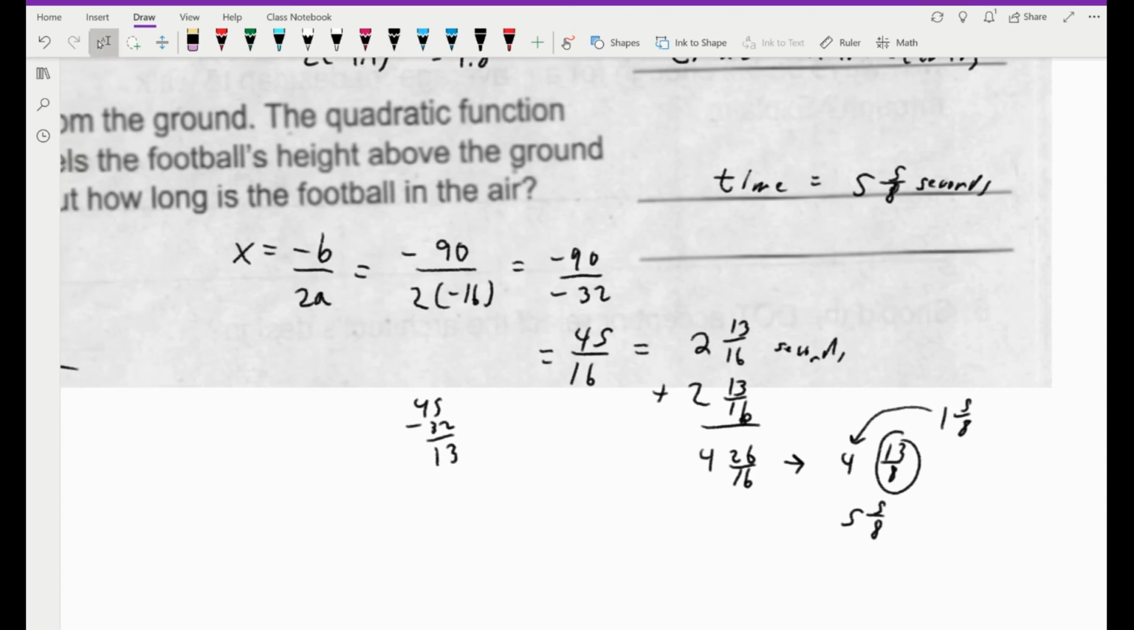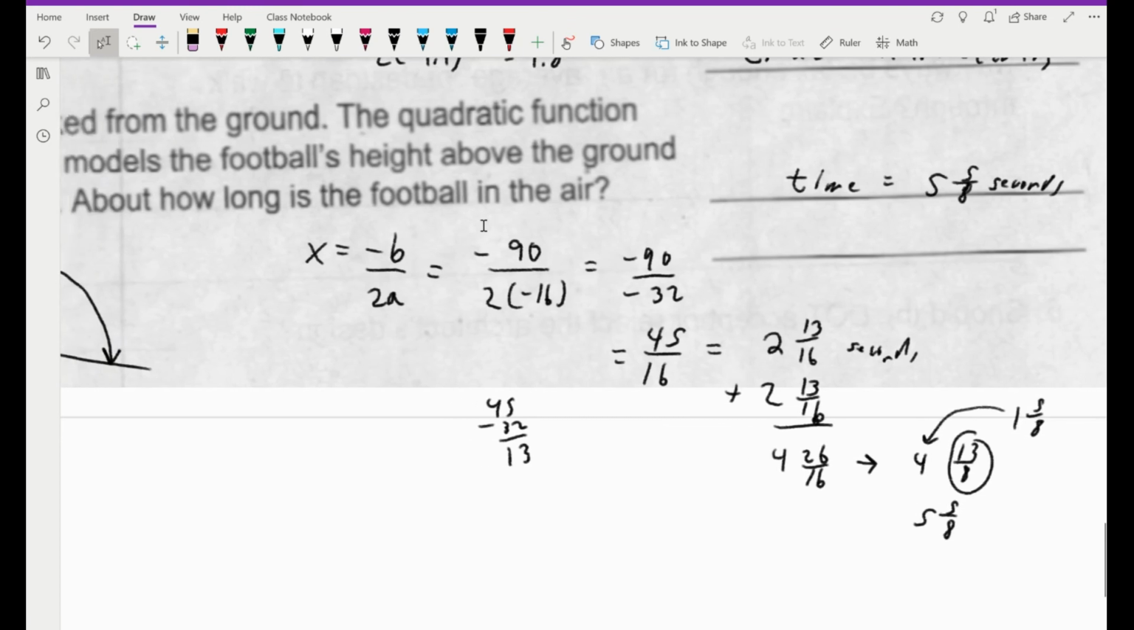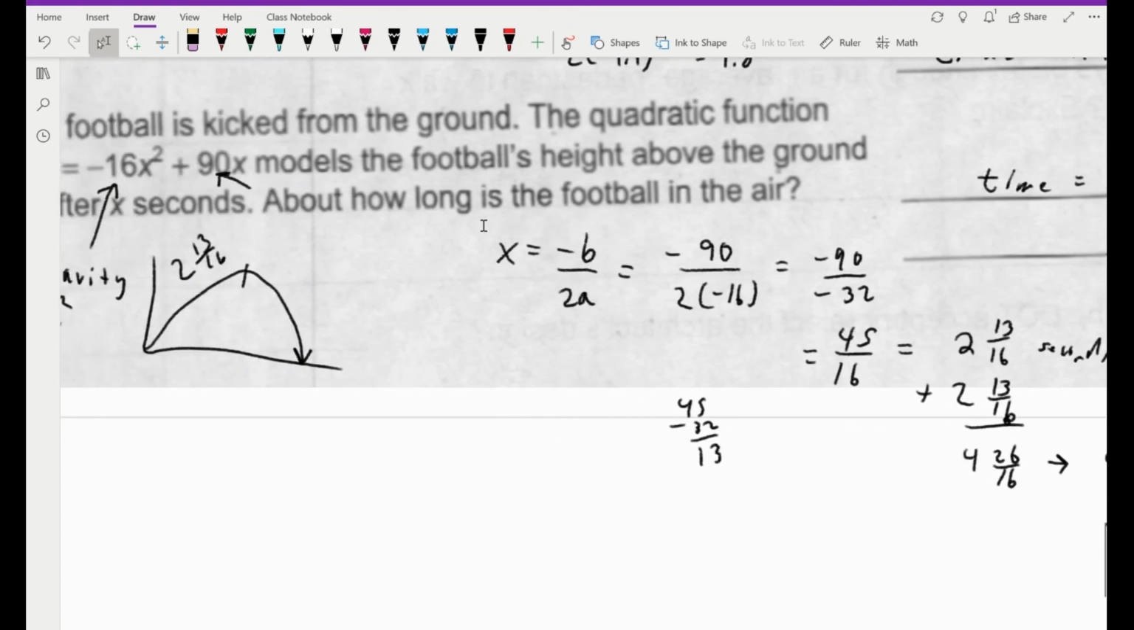But there you have it. We have some application of projectile motion problems. So this concludes the video.